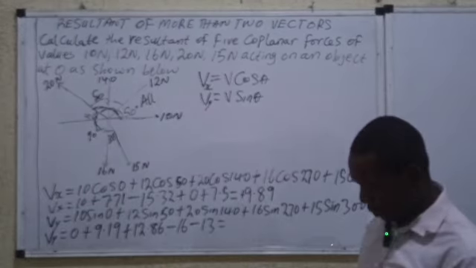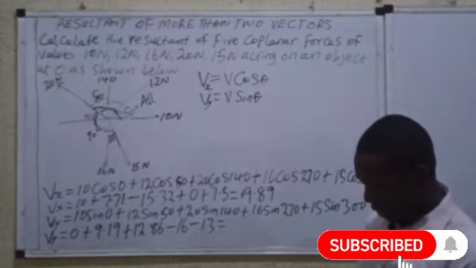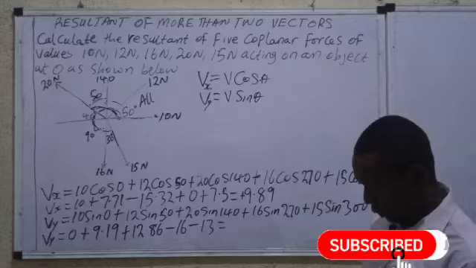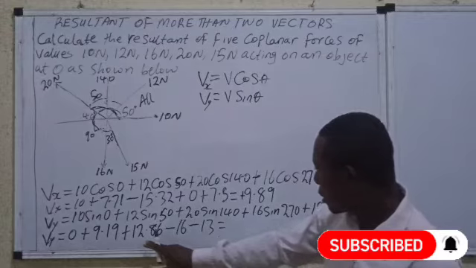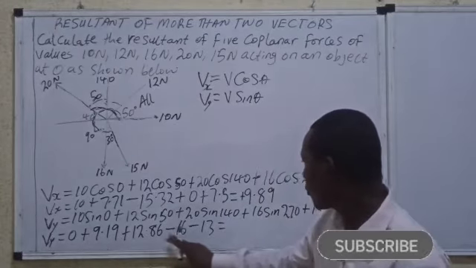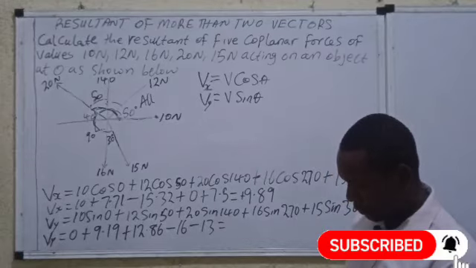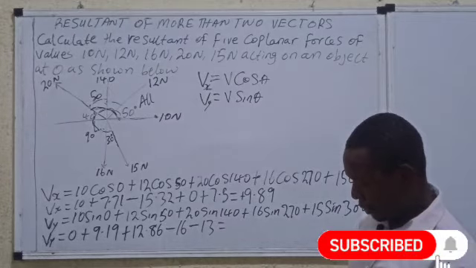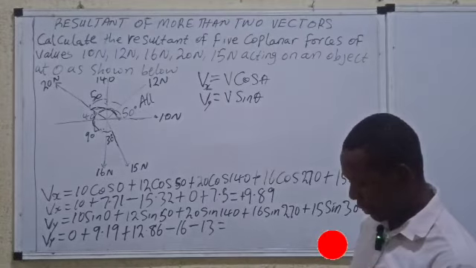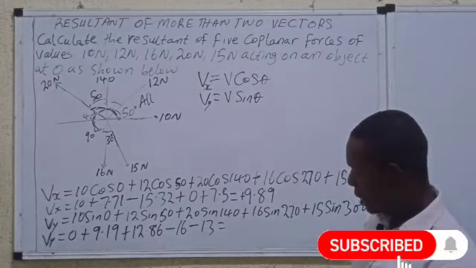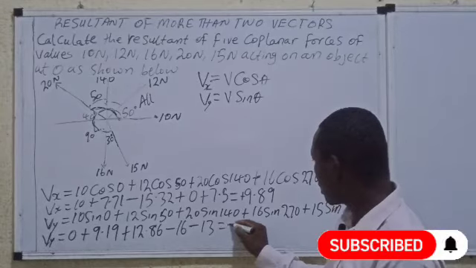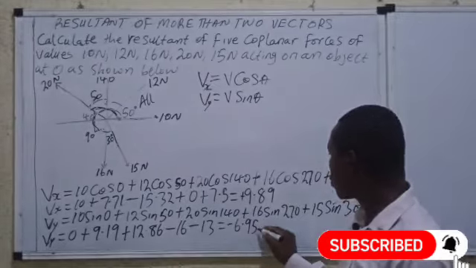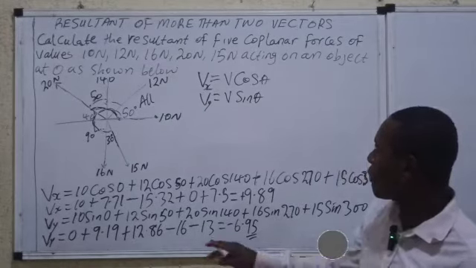So our answer will be 0 plus 9.19 plus 12.1, 2, 3, 4, 5. Okay, 12.86 minus 16 minus 13. What is our final answer? So our final answer here is actually negative 6.95. So this is our vertical component.